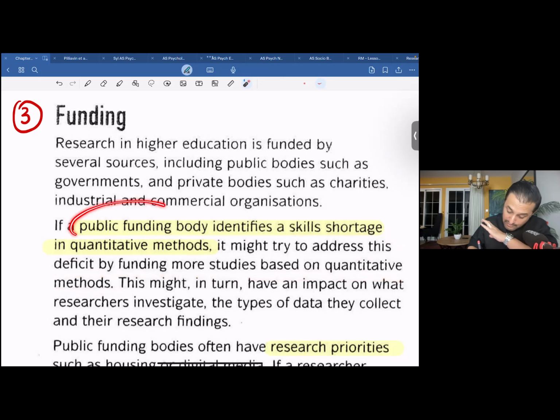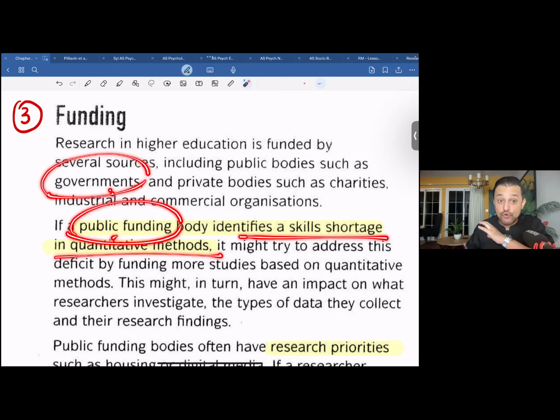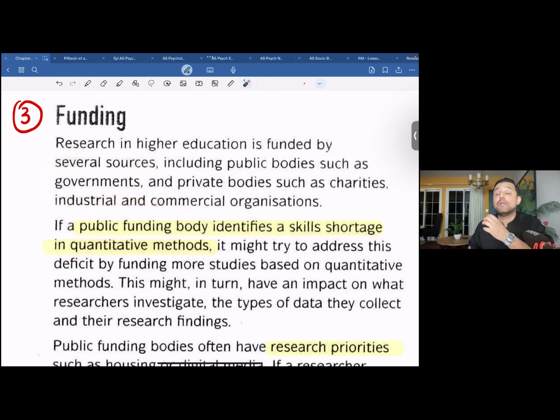So if the public funding body, let's just say the government, thinks there is a shortage of skills when it comes to conducting research through quantitative methods, they might be more inclined towards funding these sorts of researchers, right? So this might in turn have an impact on what researchers investigate, the types of data they collect, and the research findings, because of course sociological researchers would want their research to be funded. Research is expensive.